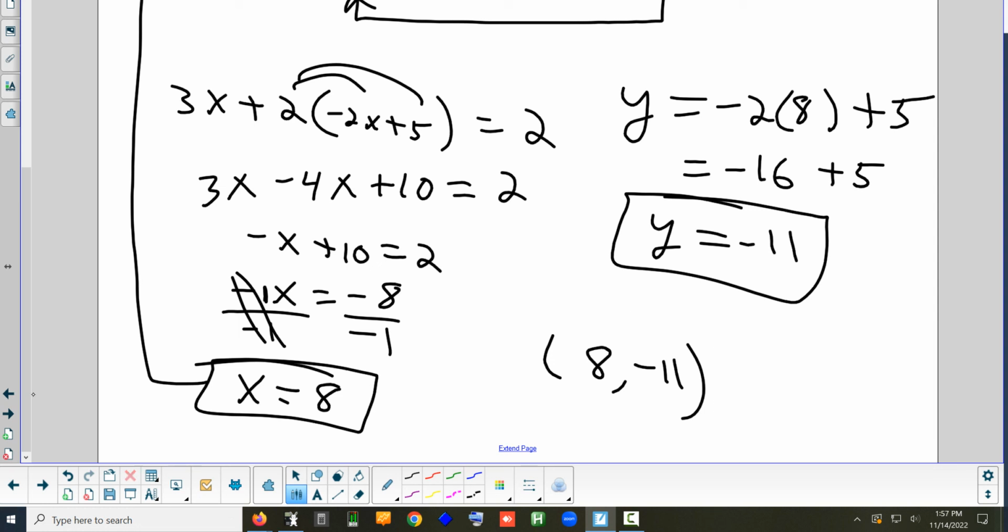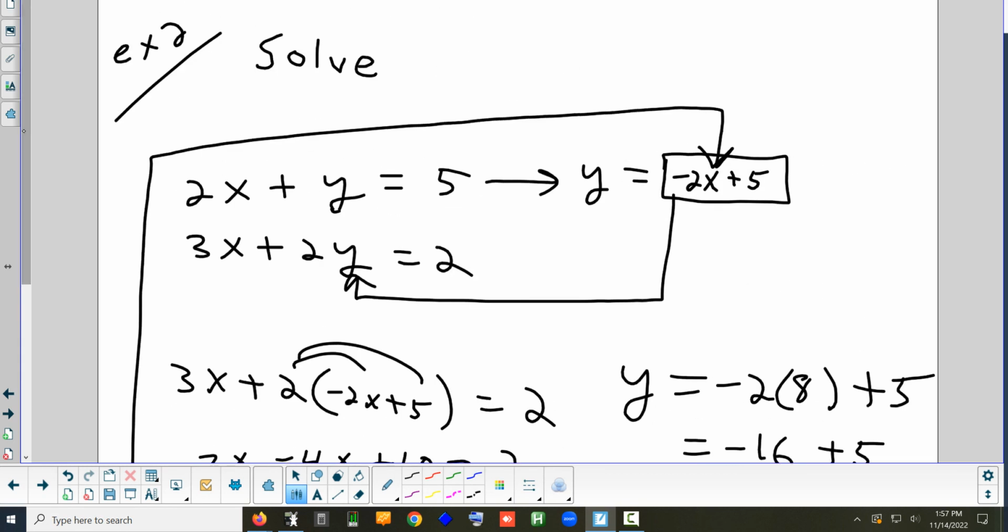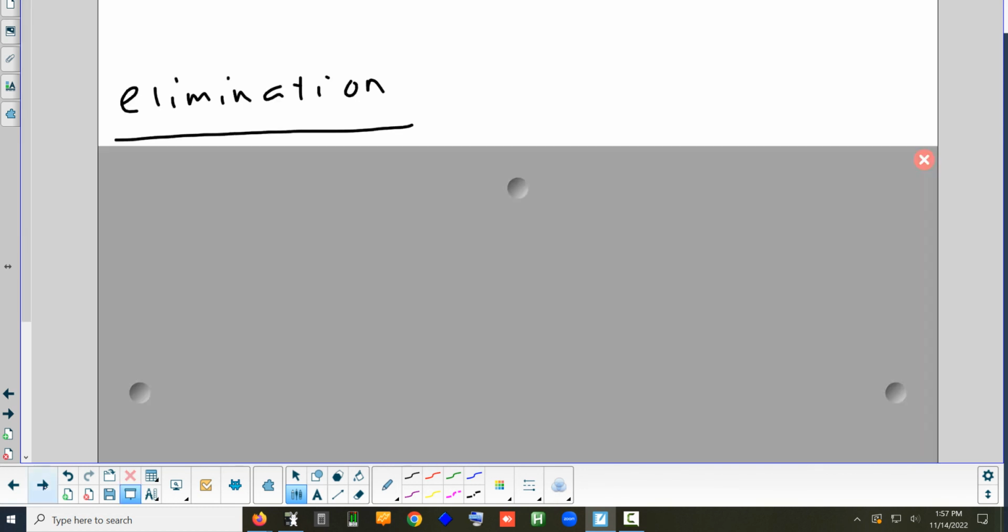So any questions on that? Okay, so that was another one with substitution. If you don't have directions on a problem, you can solve it any way you want. Substitution is generally a good thing to try when you have a letter that doesn't have a number in front of it except a 1.